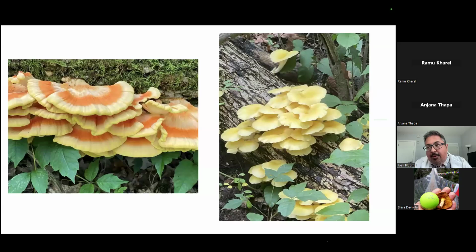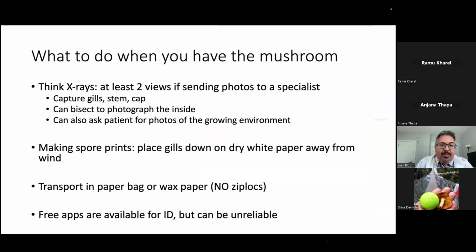And that's an important thing I want you to remember, is that folks who have some sort of non-specific symptom after going in the forest might have not been exposed to a toxic mushroom, might have been exposed to a toxic plant. And so you always have to consider that on your differential diagnosis.